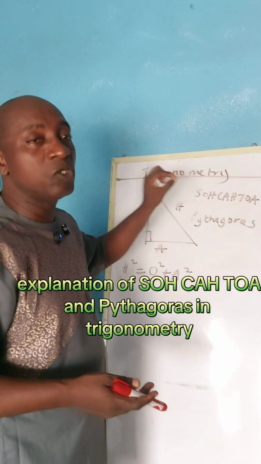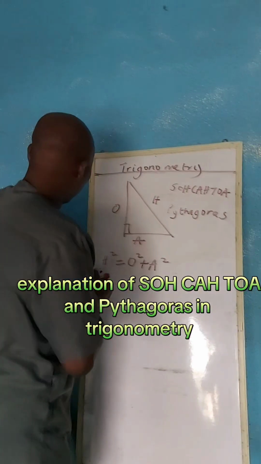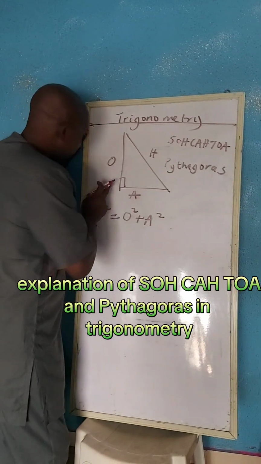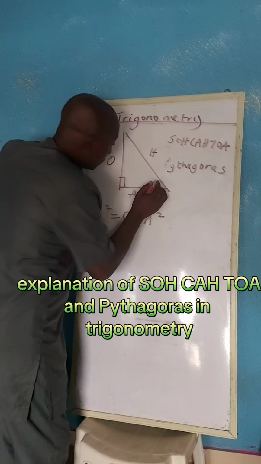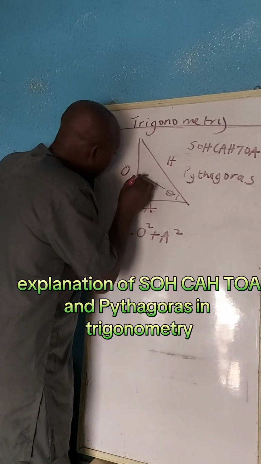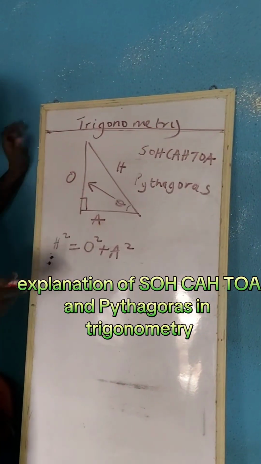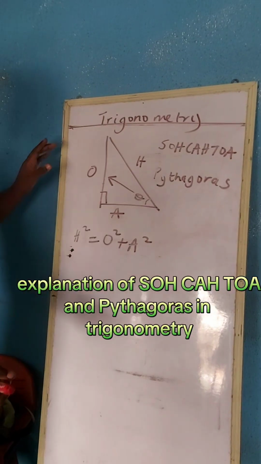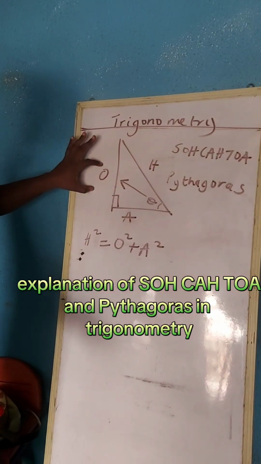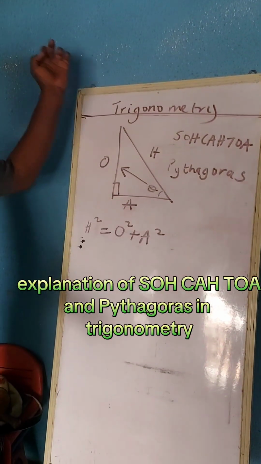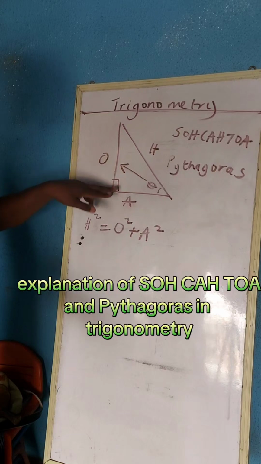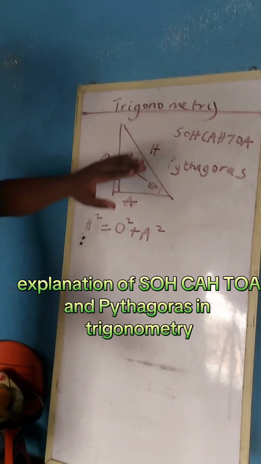O means opposite over H. How do you get your opposite? Now, let's look at this triangle. This is a right angle triangle. This is an angle. Anywhere an angle is facing is called opposite. Once there are 3 sides, 1, 2, 3, once you can identify your opposite, the longest side is hypotenuse, represented by letter H, while the third one is A. So let's go to SOHCAHTOA.